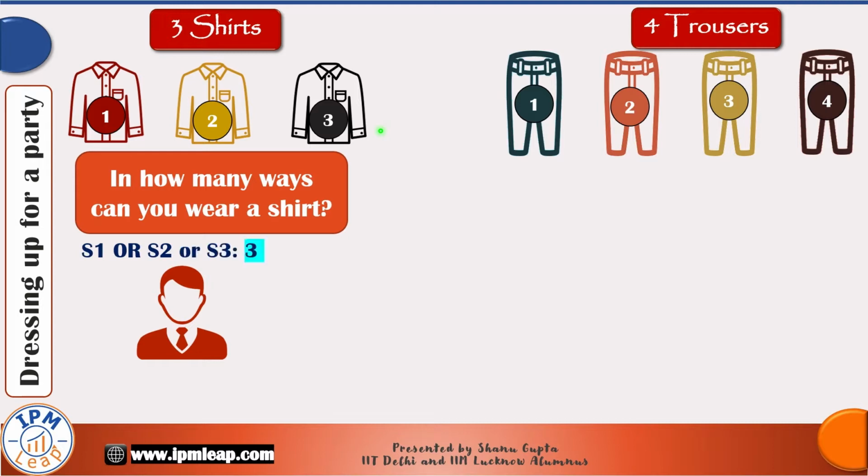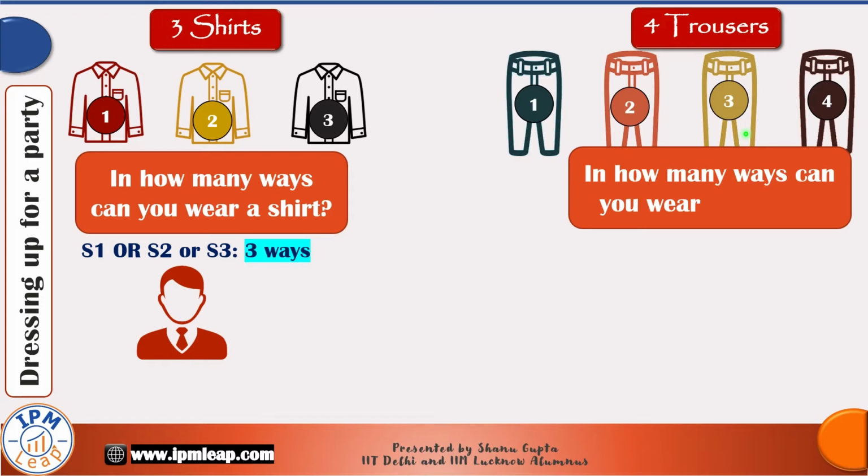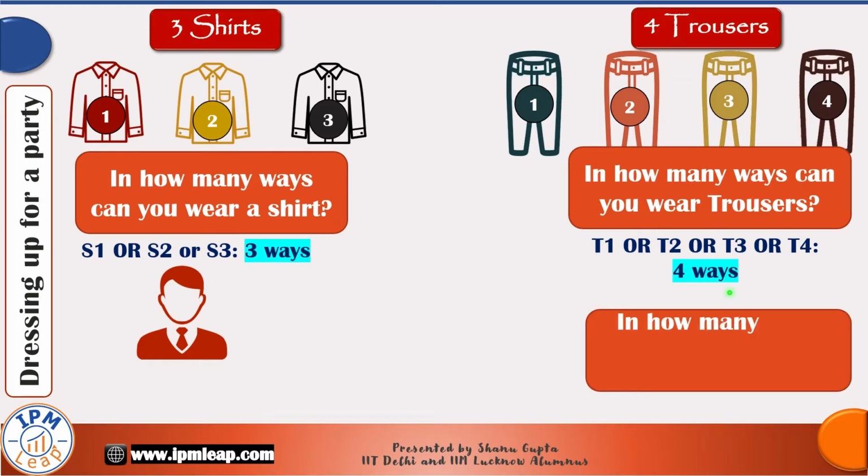Similarly, if I ask you, in how many ways can you select the trousers that you want to wear? So either you will wear the first pair of trousers or the second one or the third one or the fourth one. You can wear a pair of trousers in 4 ways. Now if I ask you, in how many ways can you dress up for the party? Which essentially means wearing a shirt and wearing trousers.